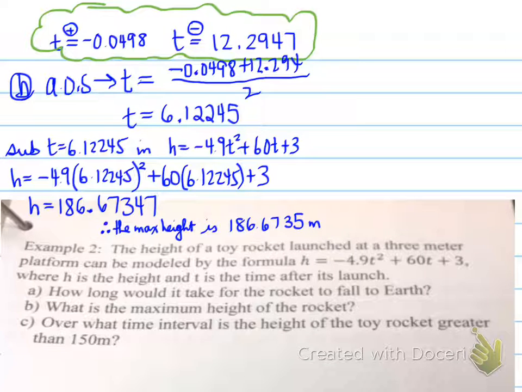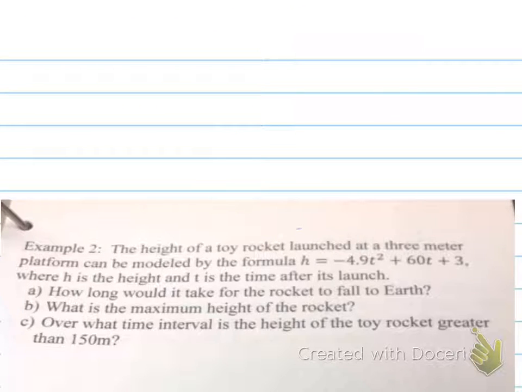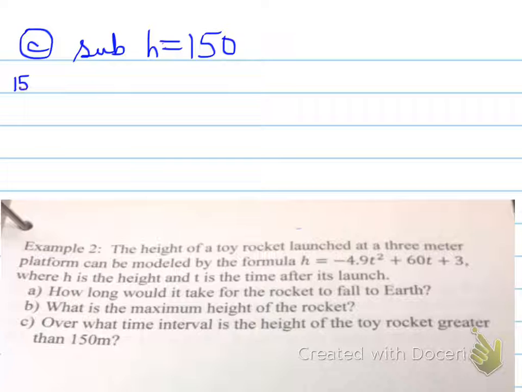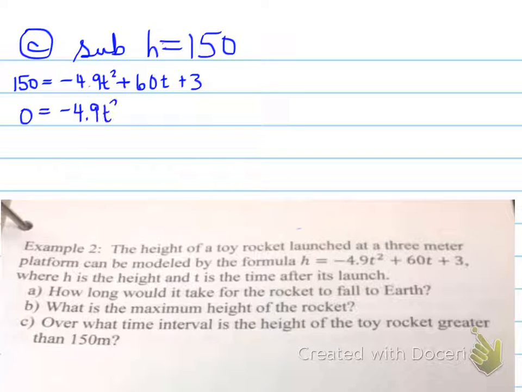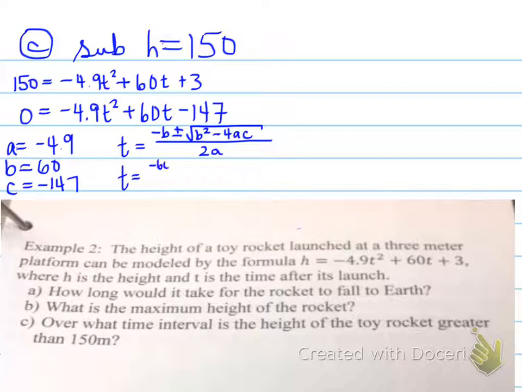Part C. Over what time interval is the height of the toy rocket greater than 150 meters? So let's look at what we have to do. We have to set h equal to 150 and plug it into the equation. Once we do that, you move the h over to the other side, and again, we need to find those values. So we plug in a value for A, B, and C, plug it into the quadratic formula, and we get the value.